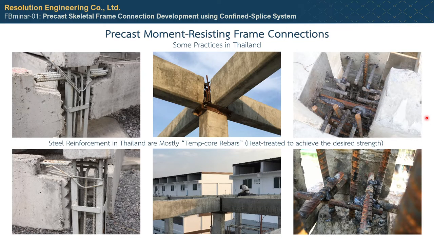Now let's take a look at what's going on in Thailand. I collected this from what I have seen in practice in Thailand from different suppliers of precast concrete members. The first thing we can observe, and I don't want to talk too much about the other system, is that you can see there's a lot of welding going on. We rely on the welding. I myself am actually going to run some simple small program testing on the rebar. We're using a lot of the T-grade rebar or TEMCOR rebar.